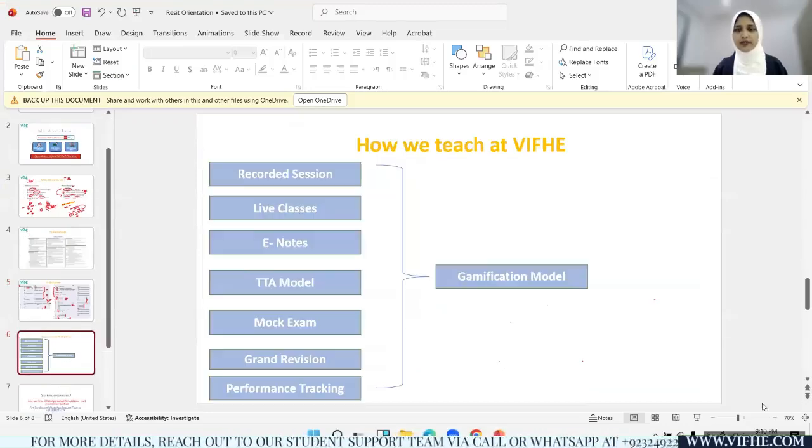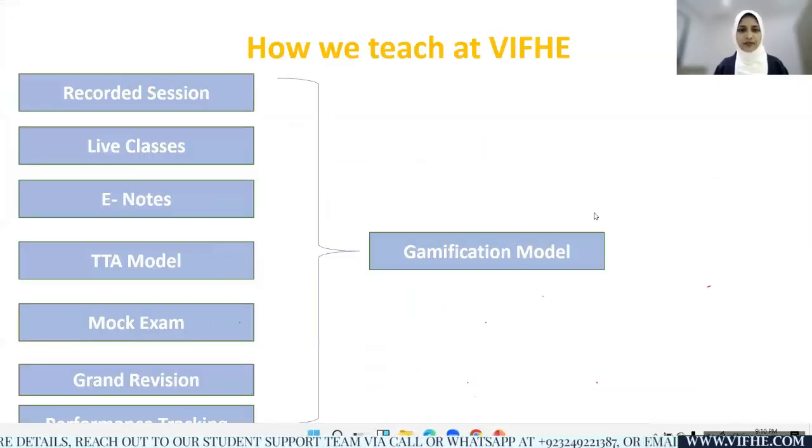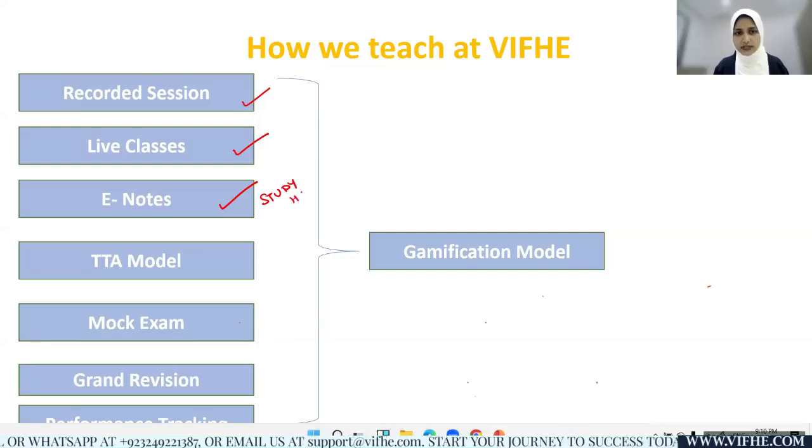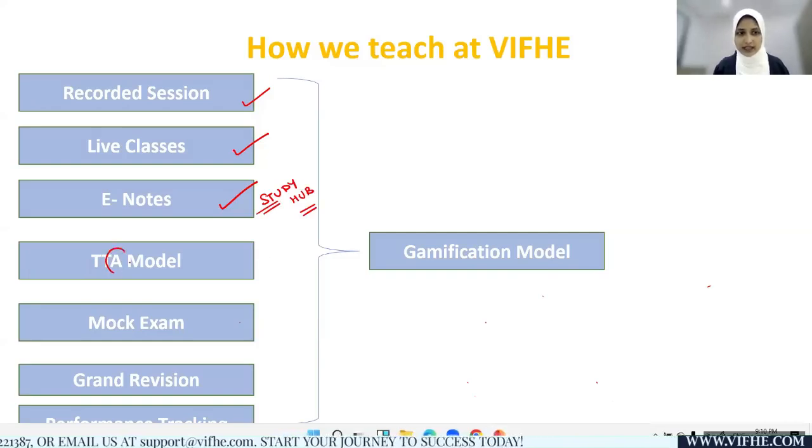Now, how do we do the session? I mean, how do we run the course in FR? So you all have recordings, you all have live classes, you all have e-notes, the cheat sheets that I showed you. Other than cheat sheets, if you want to read any text, use your study hub only. You have your TTA model where we will check assignments. You have questions to practice straight away on the exam-style platform, the testing platform. You have test your understanding also. Then you have your mock exam, the 100 mark mock paper, which I will check and give you all feedback.